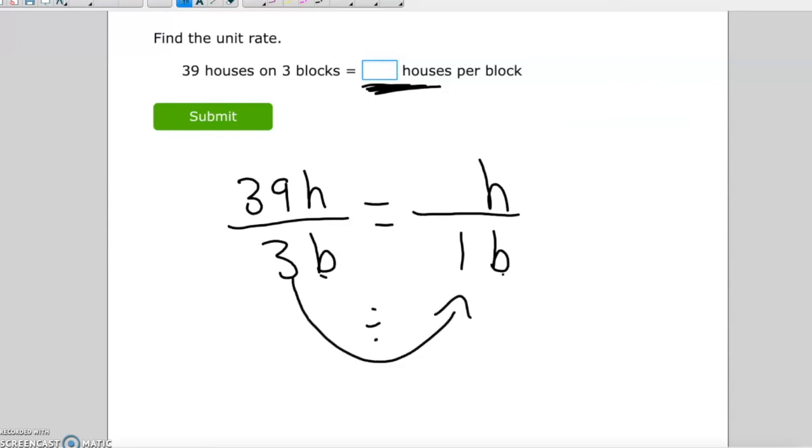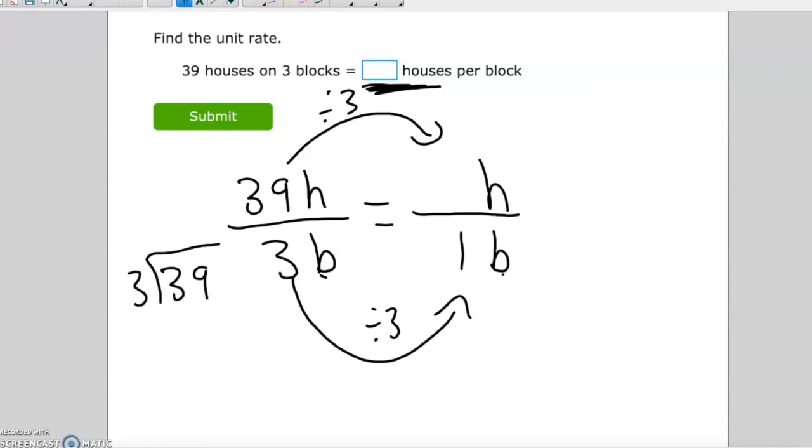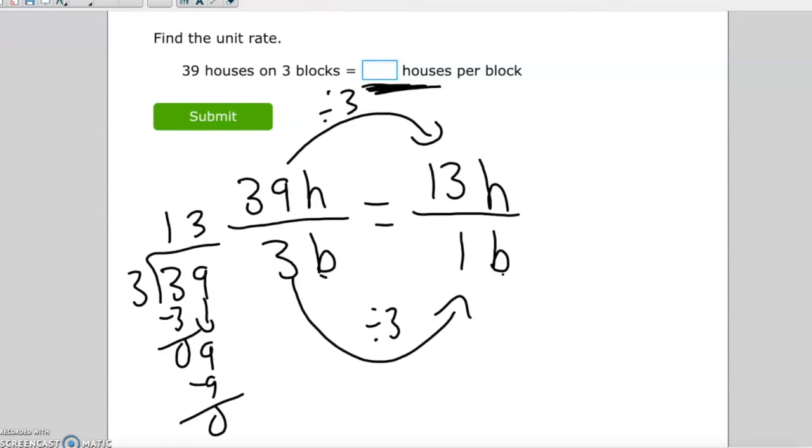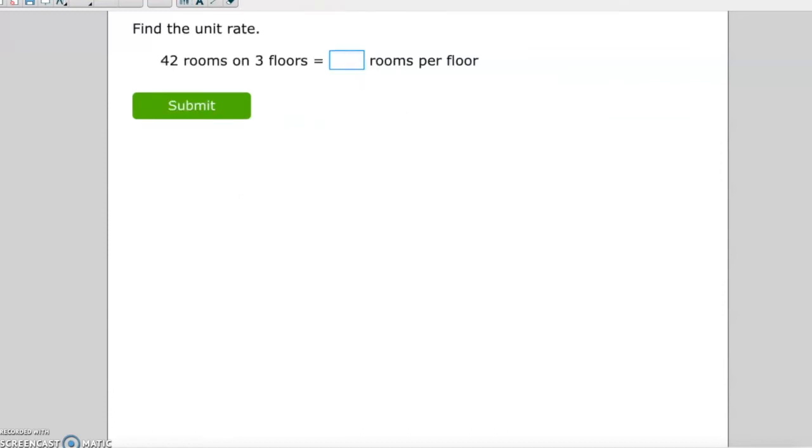Again, we're dividing by 3. Do the same here. Divide by 3. I can do that mentally, but I won't. Go on the side and divide. Bring down the 9. How many 3's fit into 9? Well, that's 3. Subtract 0. Aha! There are 13 houses on each block. Hope that's what you got. It's unit rate. 1 as a denominator.